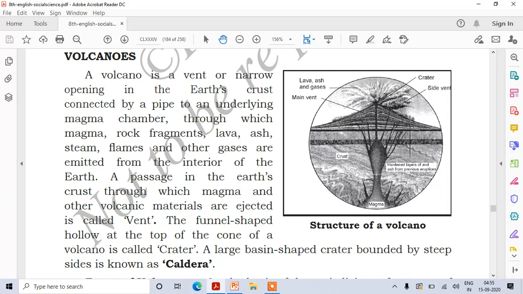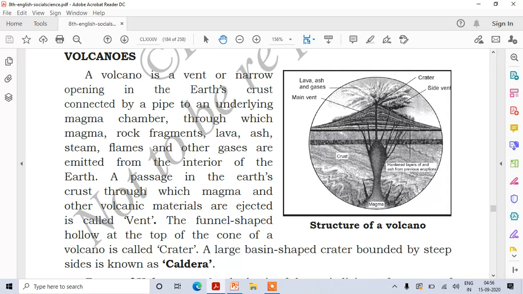This is a magma chamber that is connected through a pipe, and through this pipe, magma, rock materials, lava, gas and ash will come out on the surface of the earth. The passage in the earth crust through which magma and other volcanic materials are ejected is called the vent. This tube-like structure or passage is called the vent, through which the materials come out from the magma chamber. The funnel-shaped hollow at the top of the cone of a volcano is called the crater. This one is called the crater, which is present at the top.